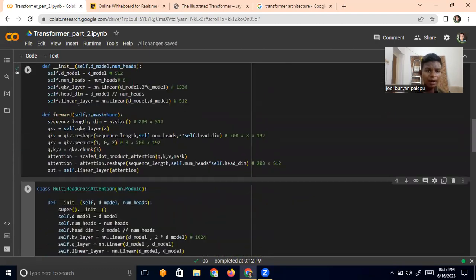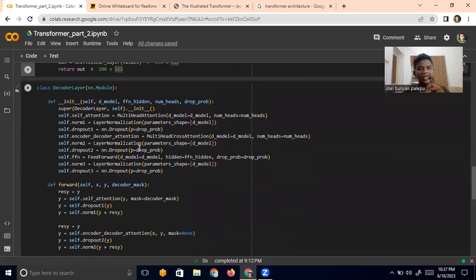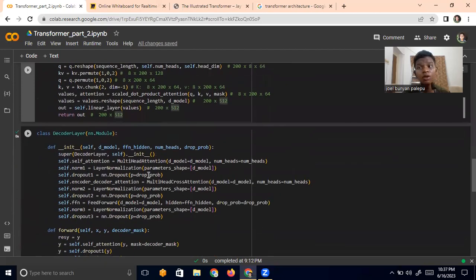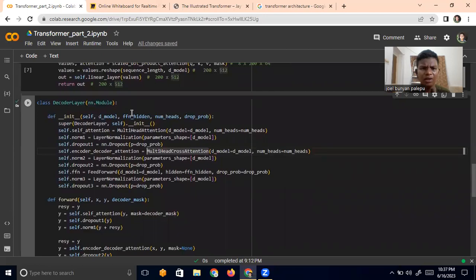So that is the multi-head cross attention. And then finally we're going to have this decoder layer. So for the decoder layer, we're going to combine all of these terms, all of this function, all of these classes that we have already coded, already built, I think.